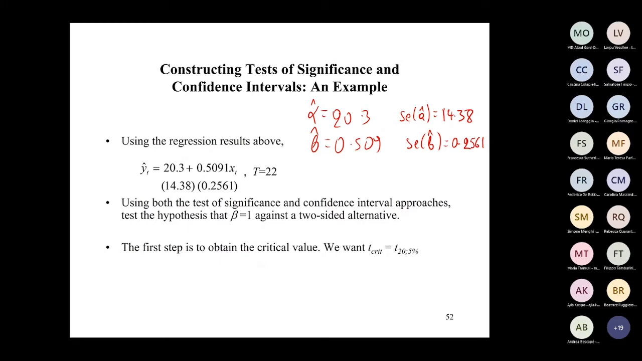So you can use the test of significance approach, and you can use the confidence interval approach. Who is going to tell me what is the t-statistic for alpha?